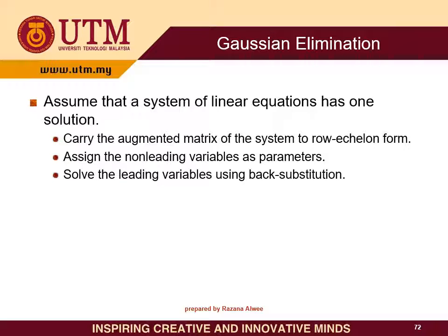Okay, Gaussian elimination. How to do Gaussian elimination? Assume that a system of linear equations has one solution. Carry the augmented matrix of the system to row echelon form. Row echelon form is what we have learned in previous weeks. Assign the non-leading variables as parameters and solve the leading variables using back substitution.